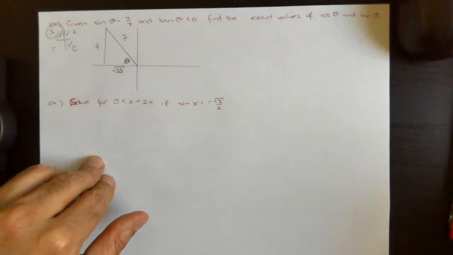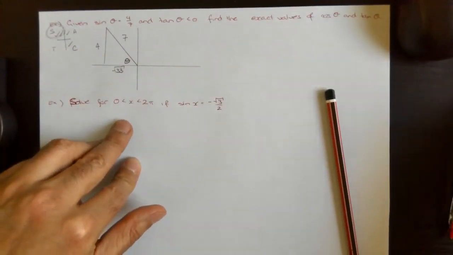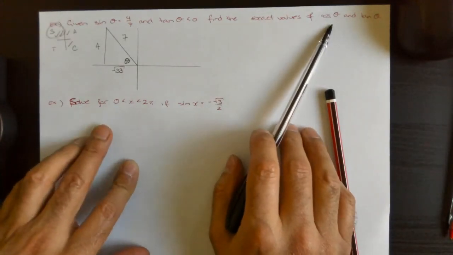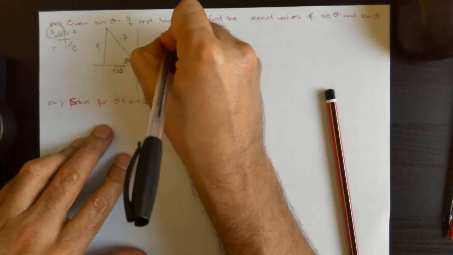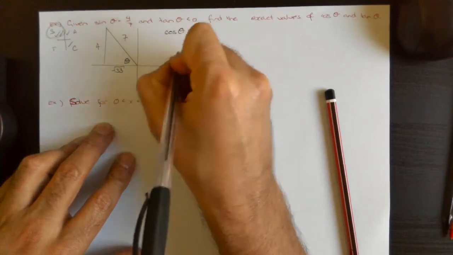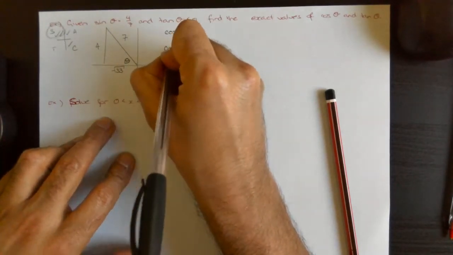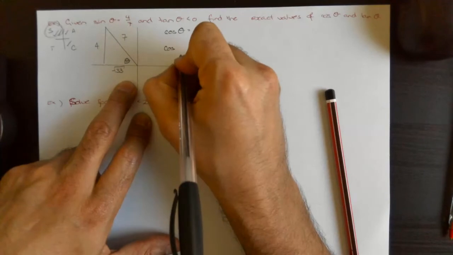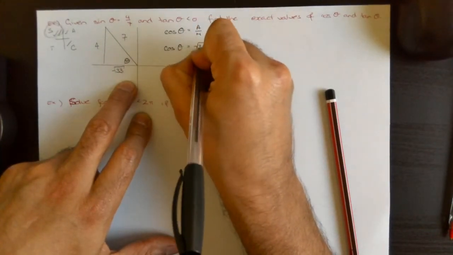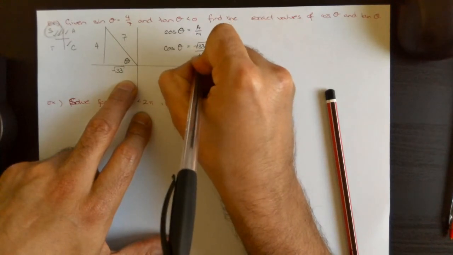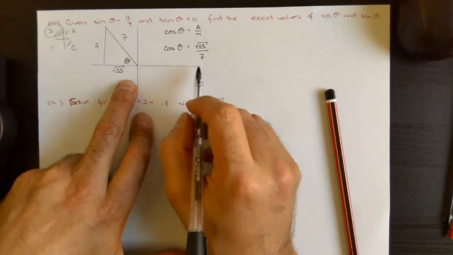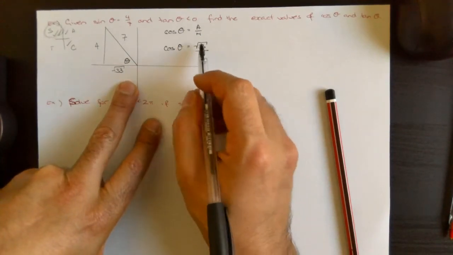We want to calculate the exact values for cos theta. So cos theta is adjacent over hypotenuse, and in this case, cos theta is square root 33 over 7. And that's as far as we're going to get to. That's close enough, okay?